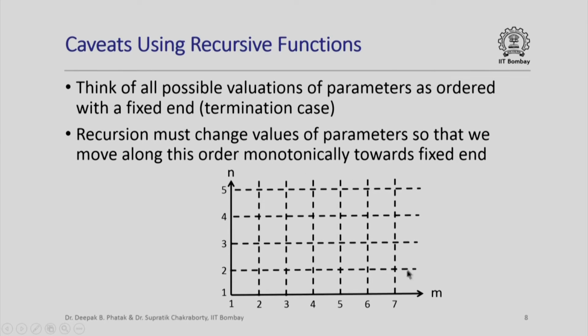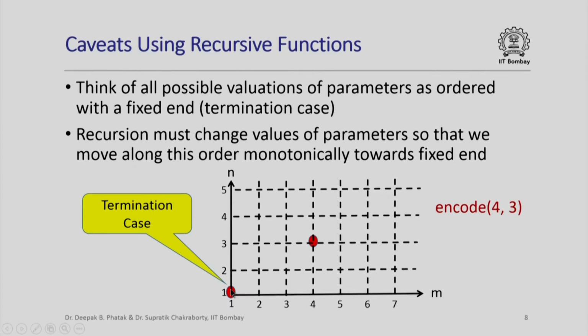So I could represent the different combinations of values as points in the grid over here. I have not shown all the values up to 10 over here for the sake of clarity. This grid point here constitutes the termination case. When we are here, the recursion terminates, and let us say that we are trying to compute encode 4, 3. So we are at this point of the grid. So how do we go about computing it?